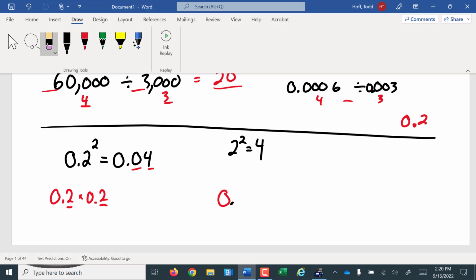Or 0.12 squared. We know that 12 squared is 144. Good. How many decimal places does this have to have? Starts out with 2. We squared it, has to have 4. So that's 0.0144.